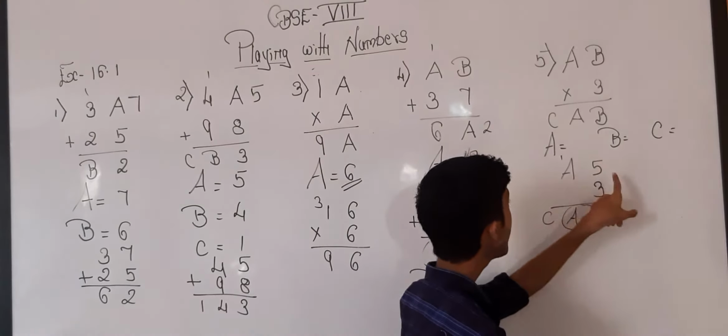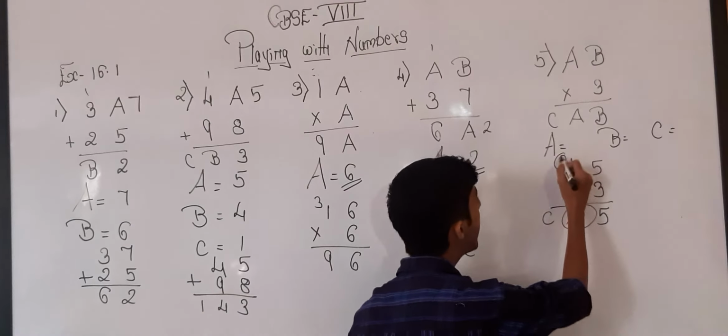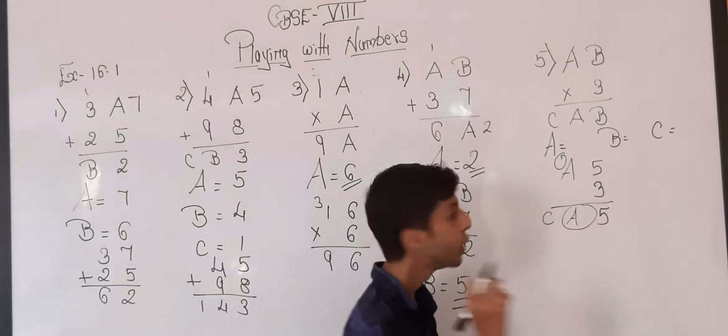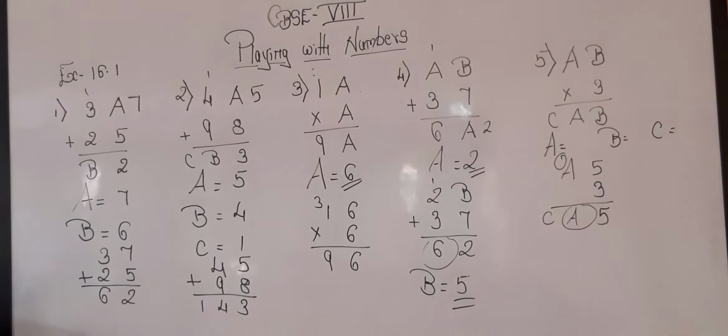So my value of b will not be equal to 5, because this one is being affected because of this a. So what will the value of b be? My value of b will be equal to 0.